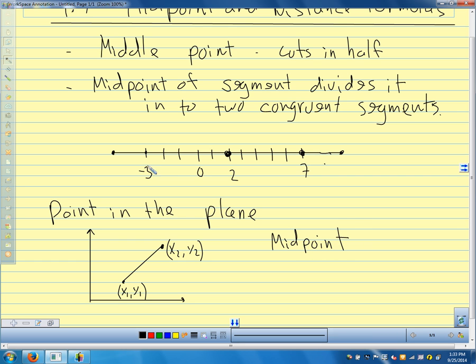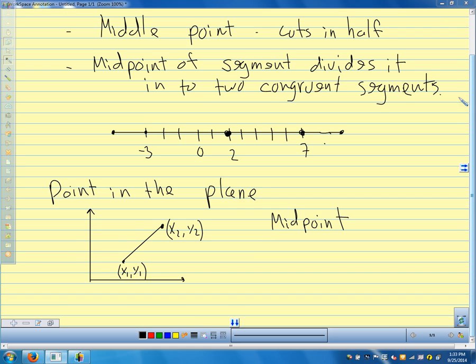Now we said we took the average. For this one, we figured out how much space was between the two, and then cut that in half, and that told us our midpoint was 5 spaces from each of these numbers. If we would have added these two, 7 plus negative 3 is 4, divided by 2 is 2. So if we find the average, that gives us our midpoint. For a point in the plane, the midpoint is the average for the x and the y.